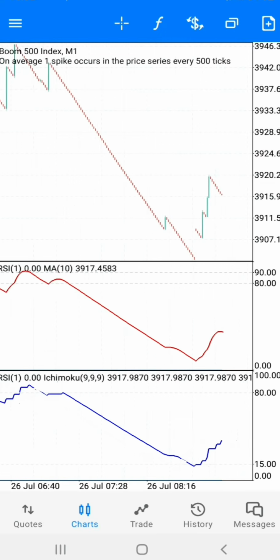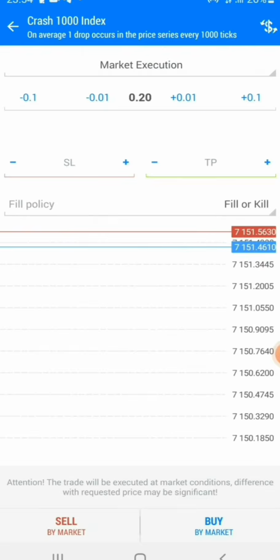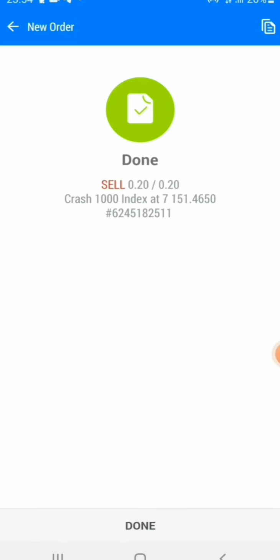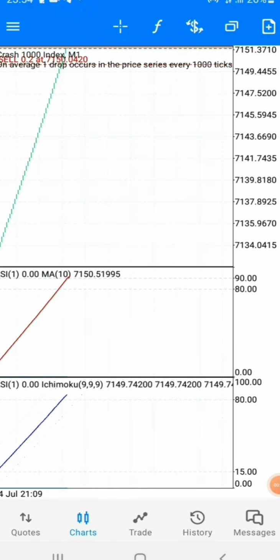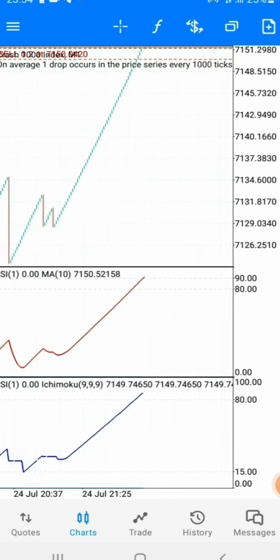Let's get it. Alright, ladies and gentlemen, real quick, this is $10, as you guys can see. This is a live account, a real account, and I'm screen recording it. I just made 2 entries, selling Crash 1000.